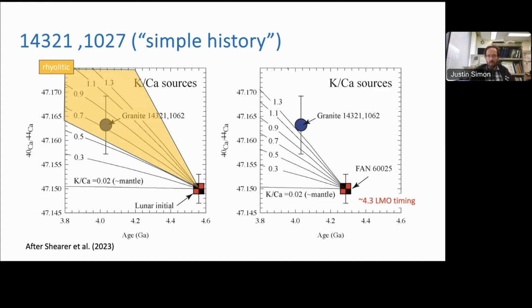I will note that the situation only gets more evolved if you don't use the initial age of the Moon to calculate these model curves, but the 4.3 billion year lunar magma ocean timing that Lars was talking about last week or 2 weeks ago.